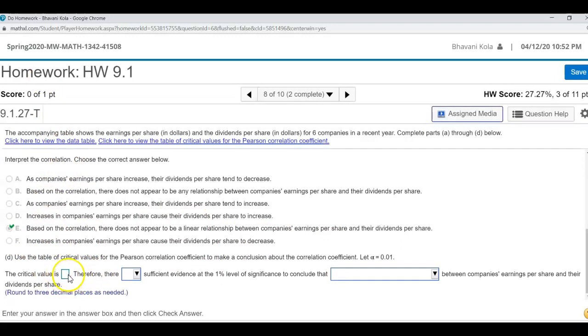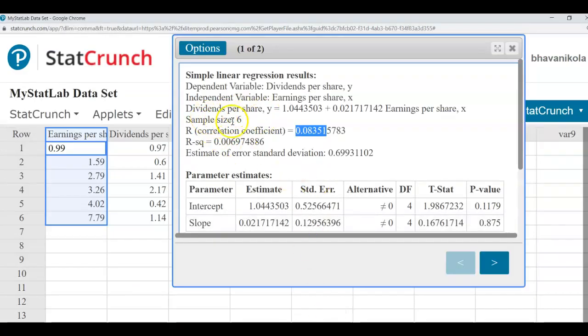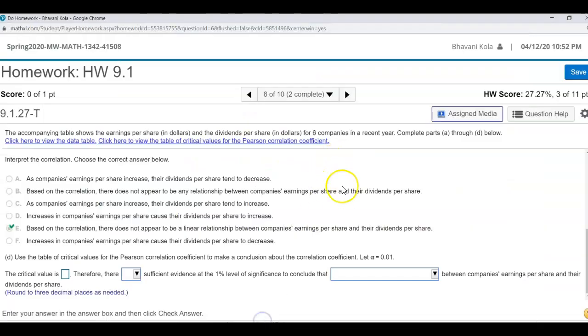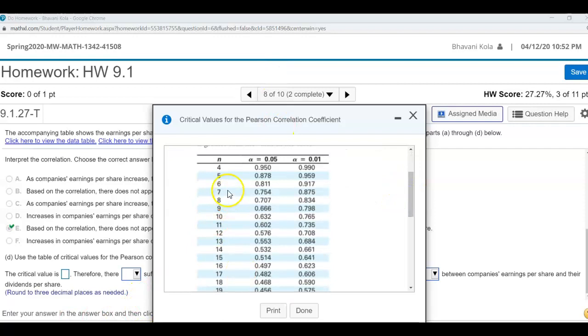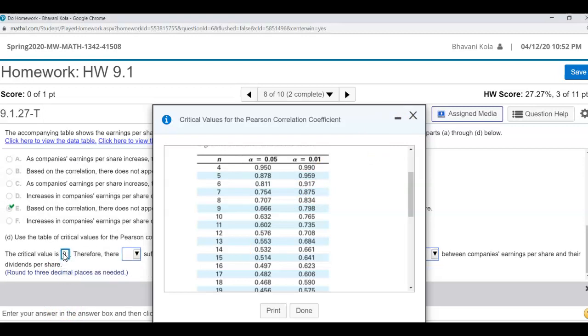To calculate your critical value, my n here is 6, right? I'm going to go ahead and show it to you really quick. You see the sample size is 6. Very good. And my alpha is 0.1. Do you see the alpha value here? Alpha is 0.1. So I will click on my critical values, and I'm going to zoom in on this one here. My n value is 6 and my alpha value is 0.1. So my critical value is 0.917. I'm going to go ahead and plug that in. 0.917, hoping that is correct.